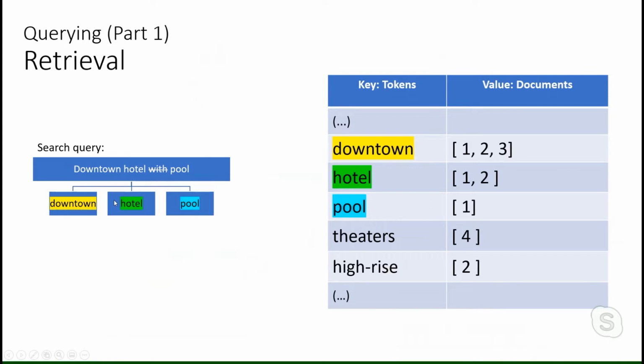Then we simply traverse the posting list for each token, as we discussed in the inverted index, to get all the matching documents. At this point, we need to decide how we're going to aggregate the result, and that depends on how we configure the query.